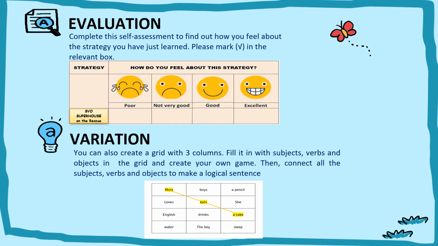We can create a grid with 3 columns and fill it with subjects, verbs and objects. Then pupils connect all the subjects, verbs and objects to make logical sentences. This is a good game for the ending of the lesson.